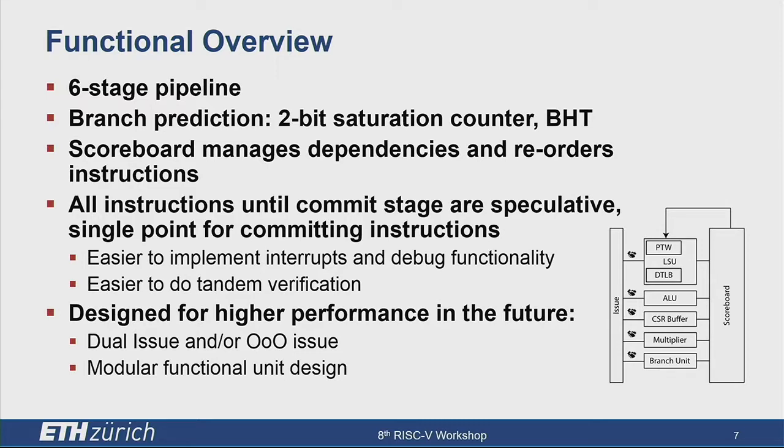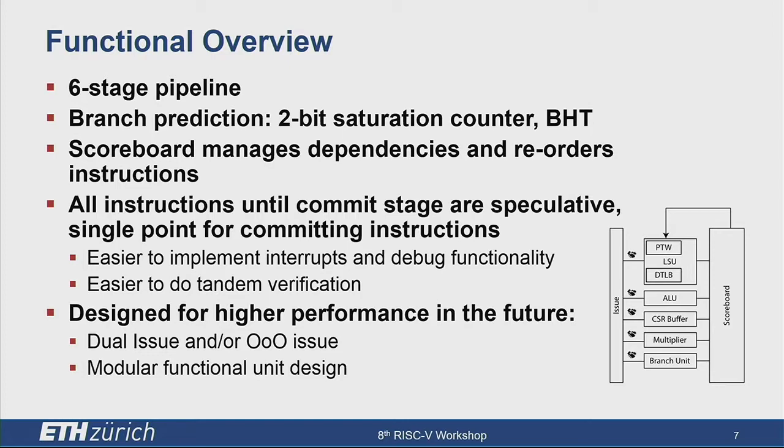The branch prediction in the beginning was a 2-bit saturation counter and the branch history table. And the scoreboard in particular manages the data dependencies. It is nothing very special; I think you can read it in the Patterson book. And what my scoreboard in addition does is act as a kind of reorder buffer.